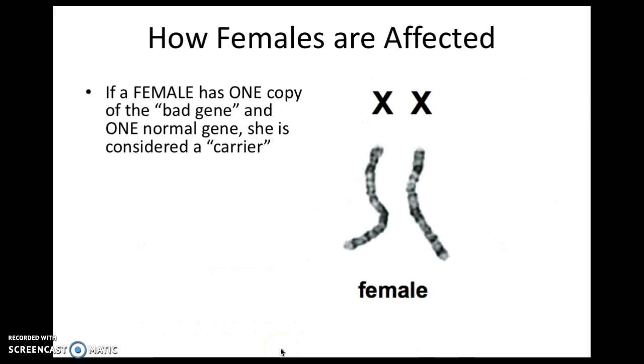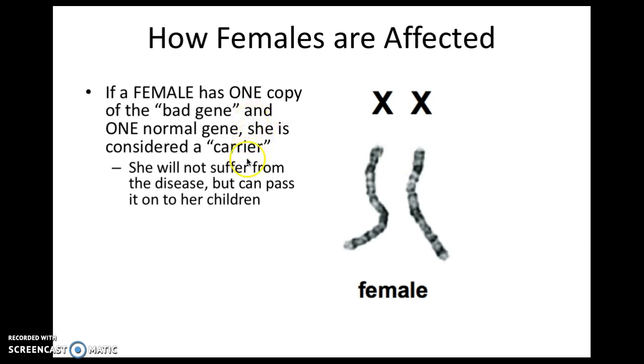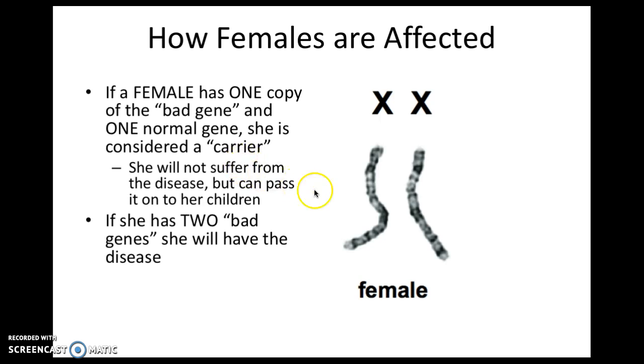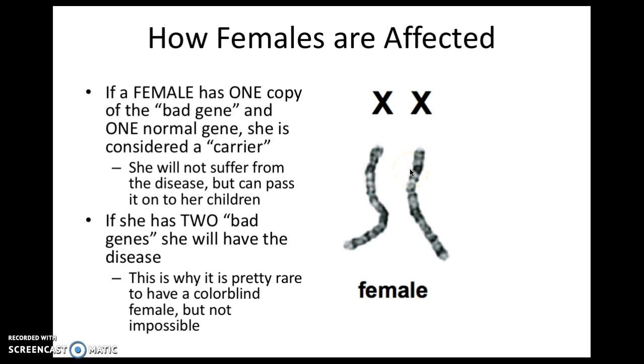So how females are affected. If a female has one bad copy of a gene and one normal gene, she's considered a carrier. So if this one's bad, this one's going to be good. So she's not going to suffer from the disease, but she can definitely pass it on to her children. So it's kind of going to be hidden in her genes. If she has two bad genes, so if this one's bad and that one's bad, well, bad news bears. She will have the disease, so that's why it's pretty rare to have a colorblind female, but not entirely impossible.